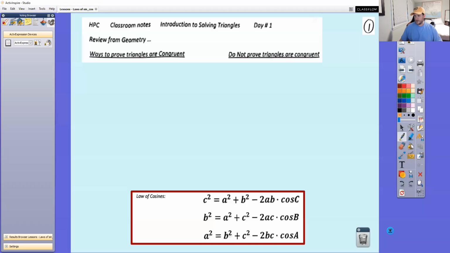Hey everybody, I'm gonna do some more homework answer keys. So I'm gonna do all three. So week 12, day 1 and day 2, and week 13, day 1.